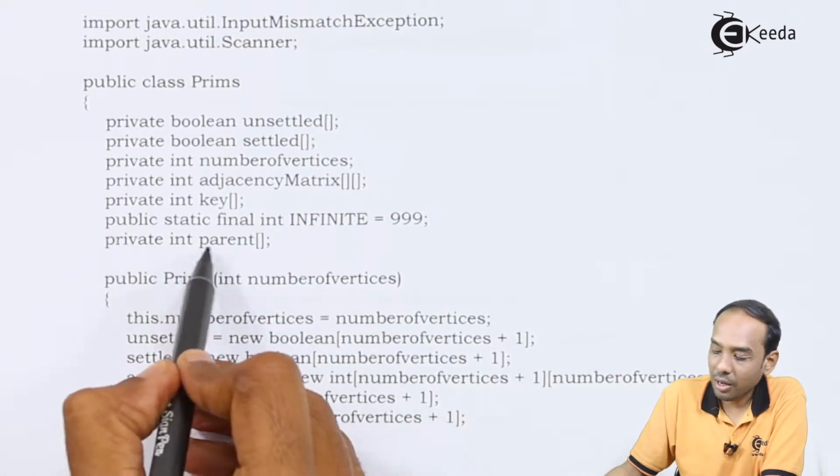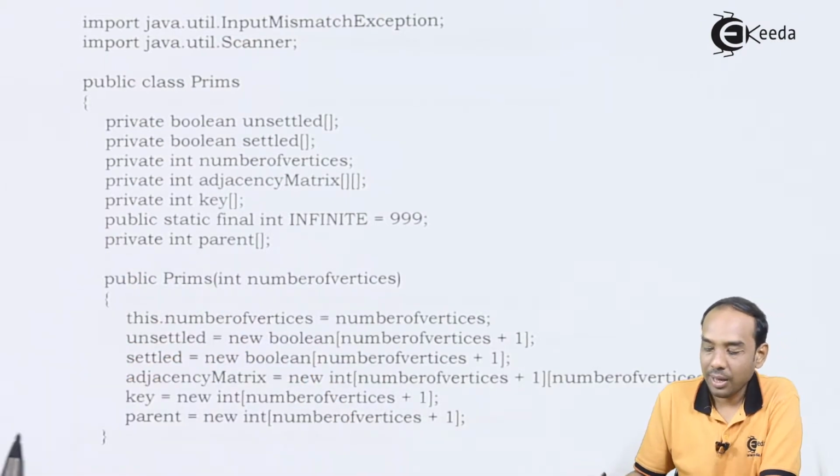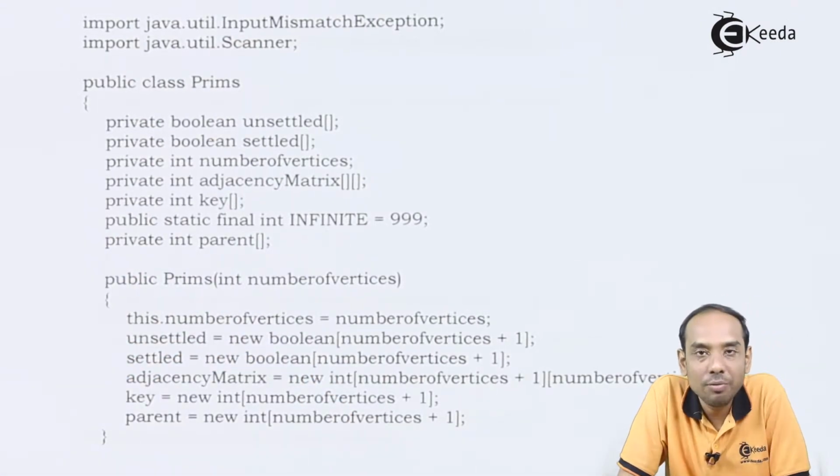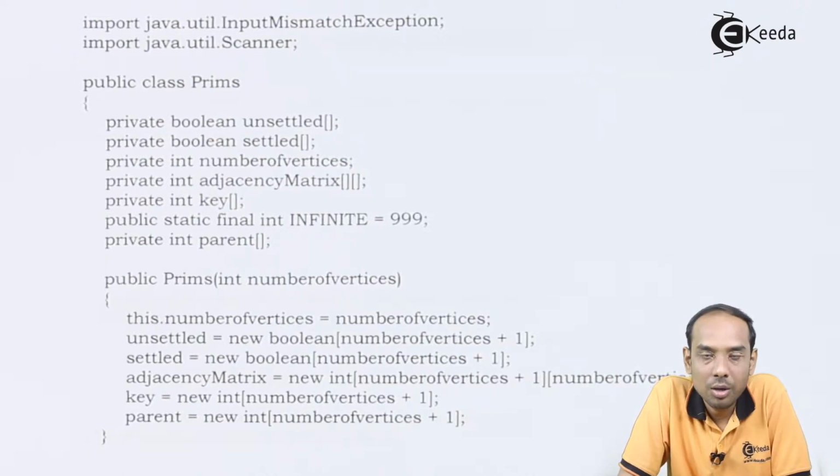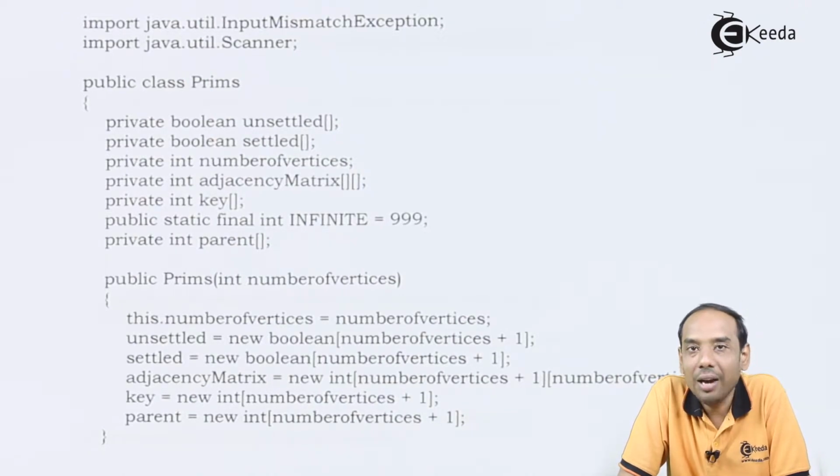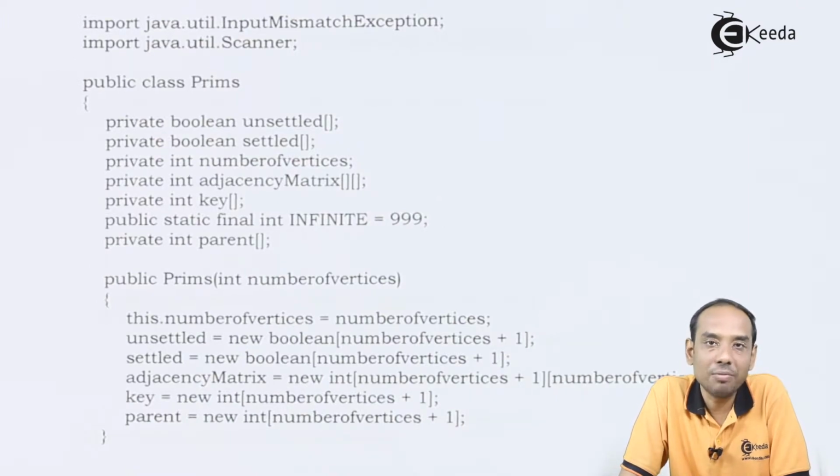Then we have another array called parent. These are the set of values we need to define first. This consists of a set of arrays and a few variables. Now we'll go for the constructor of the class.